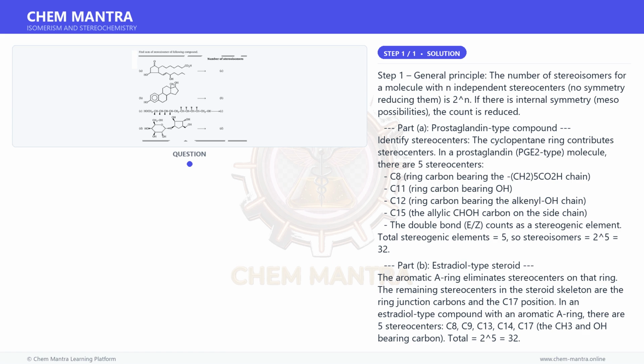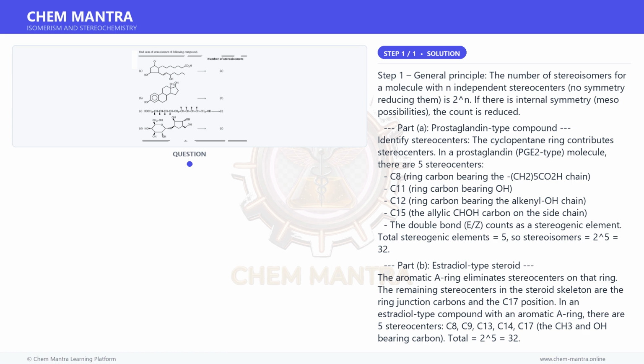The double bond, E/Z, counts as a stereogenic element. Total stereogenic elements is equal to 5, so stereoisomers is equal to 2 to the 5, which is 32. Part B. Estradiol type steroid.